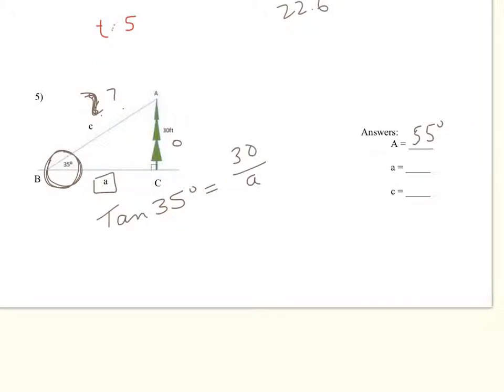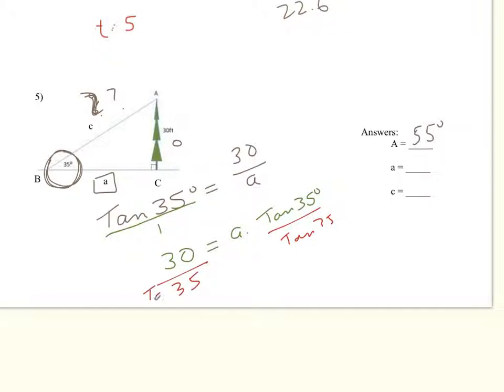And to make life easy for solving this one, if you write the tan of 35 over 1, you've just set up a proportion, which we all know we can solve by cross-multiplying. 30 times 1 is 30. This will be a times tan of 35, and we realize that's a decimal number. So to solve for a, we simply divide by tan of 35, both sides of course. Here, of course, they cancel out, and our answer will be found when we calculate 30 over tan of 35. When you do that, you get a value of about 42.8. Justify that on your calculator.